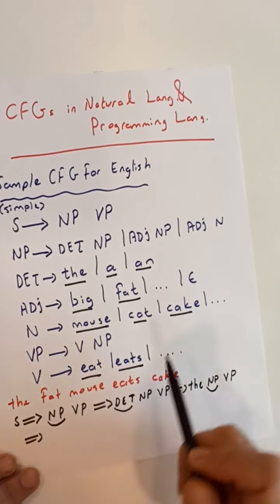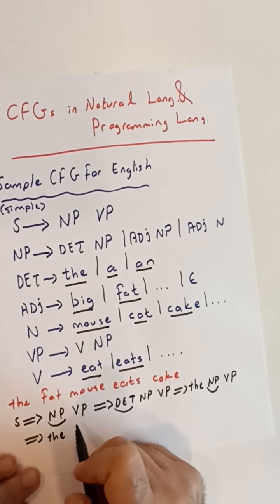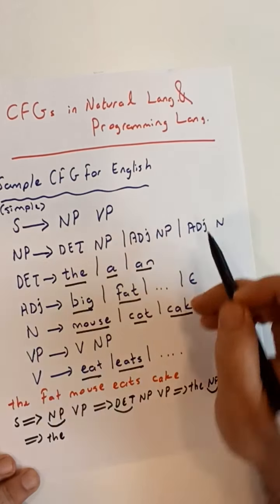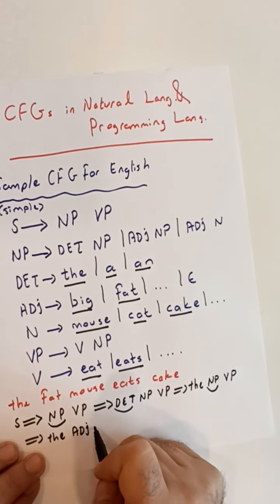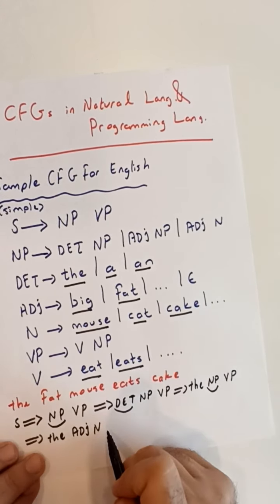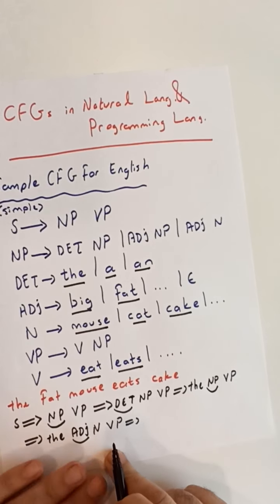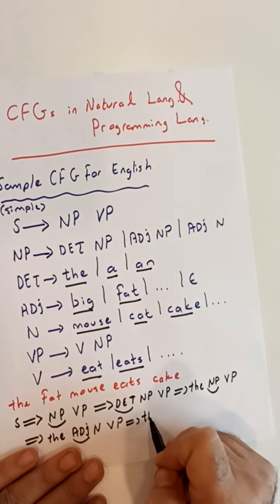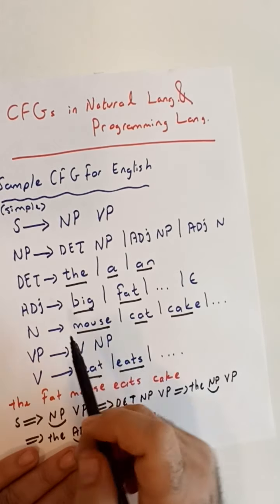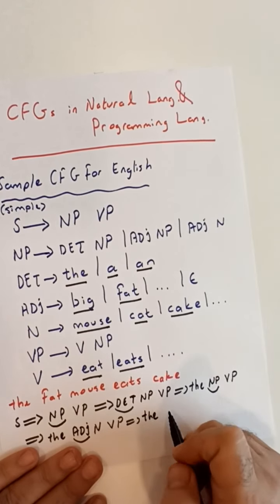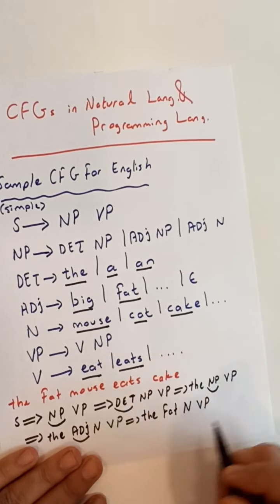So since we want to arrive at this, we can expand it with this rule that says the initial terminal "the," and for noun phrase expand it with this rule, adjective followed by noun, and then the existing verb phrase. Expand the leftmost variable, adjective. To arrive at this noun phrase, the fat mouse, we can expand adjective with our terminal fat: the fat followed by noun and verb phrase.